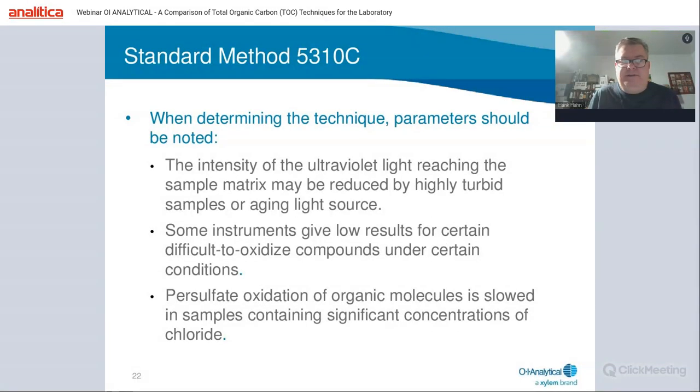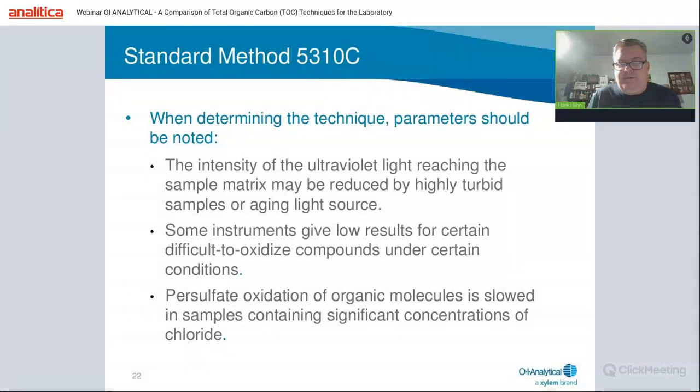And here's 5310C. When determining the technique, this should be noted: the intensity of ultraviolet light reaching the sample may be reduced by highly turbid samples or an aging light source. That's with the UV lamp. With the Aurora line, we don't use a UV lamp. We do the heated oxidation technique.